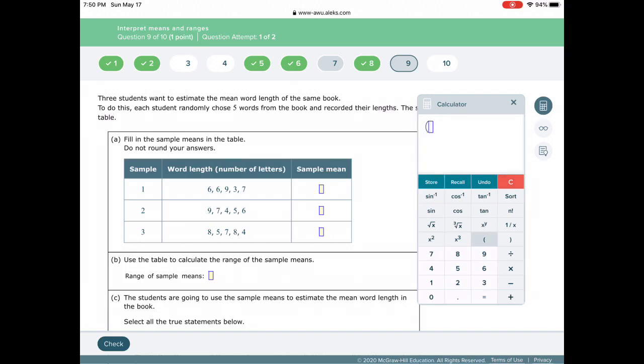Or the other thing is use parentheses. So 6 plus 6 plus 9, the 3, and the 7. So to make sure that we add all those up first, obviously order of operations does whatever is in parentheses first, and then divide by 5. We get the same answer, 6.2.